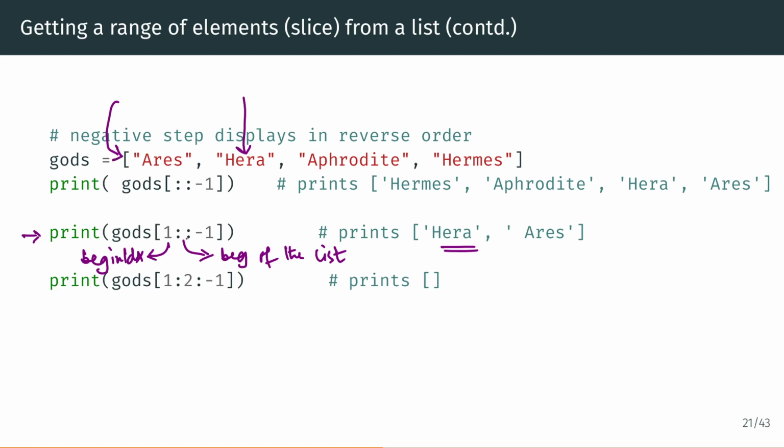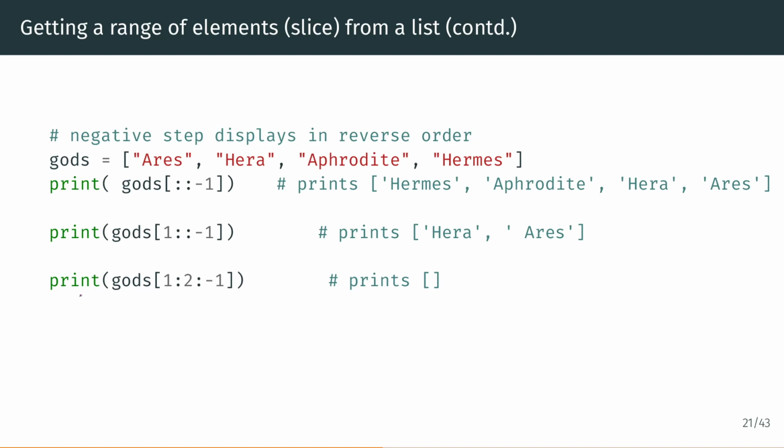So this statement prints the sublist starting from index 1, all the way to the beginning of the list with a step size of -1. So it'll print Hera first, and then it'll print Aries, and then it'll stop. So Hera and Aries.